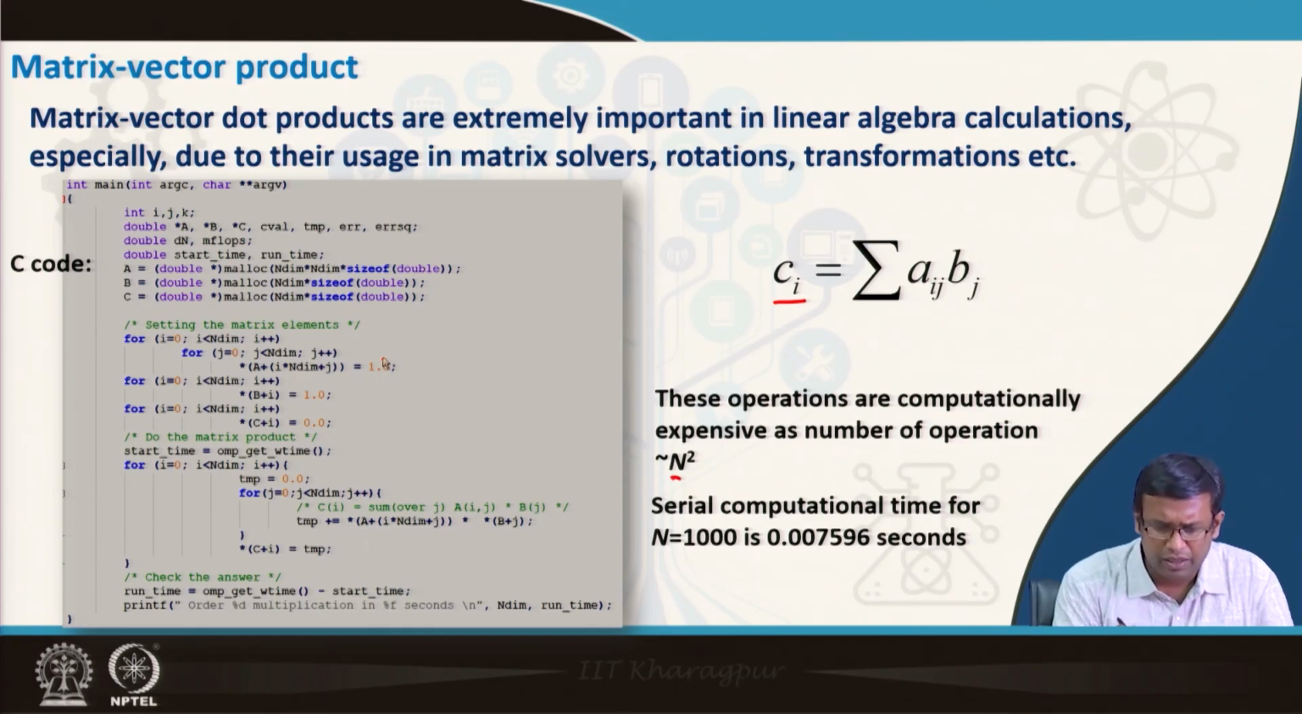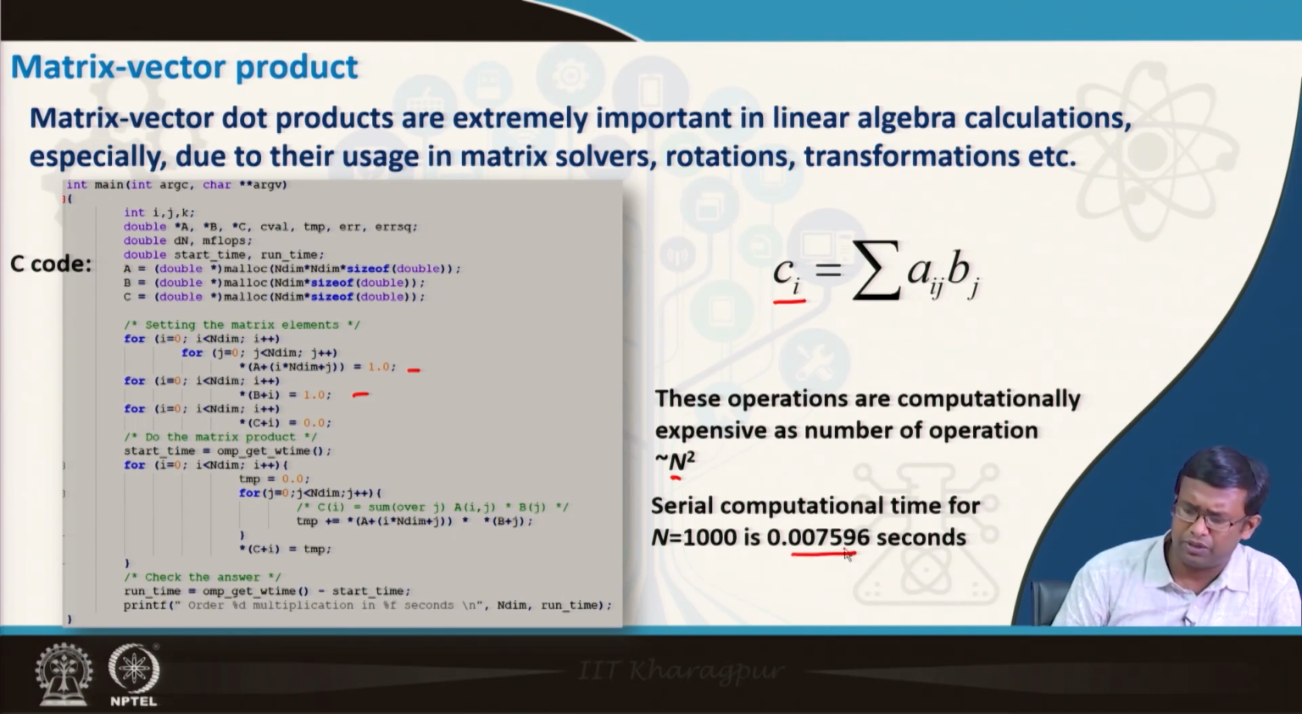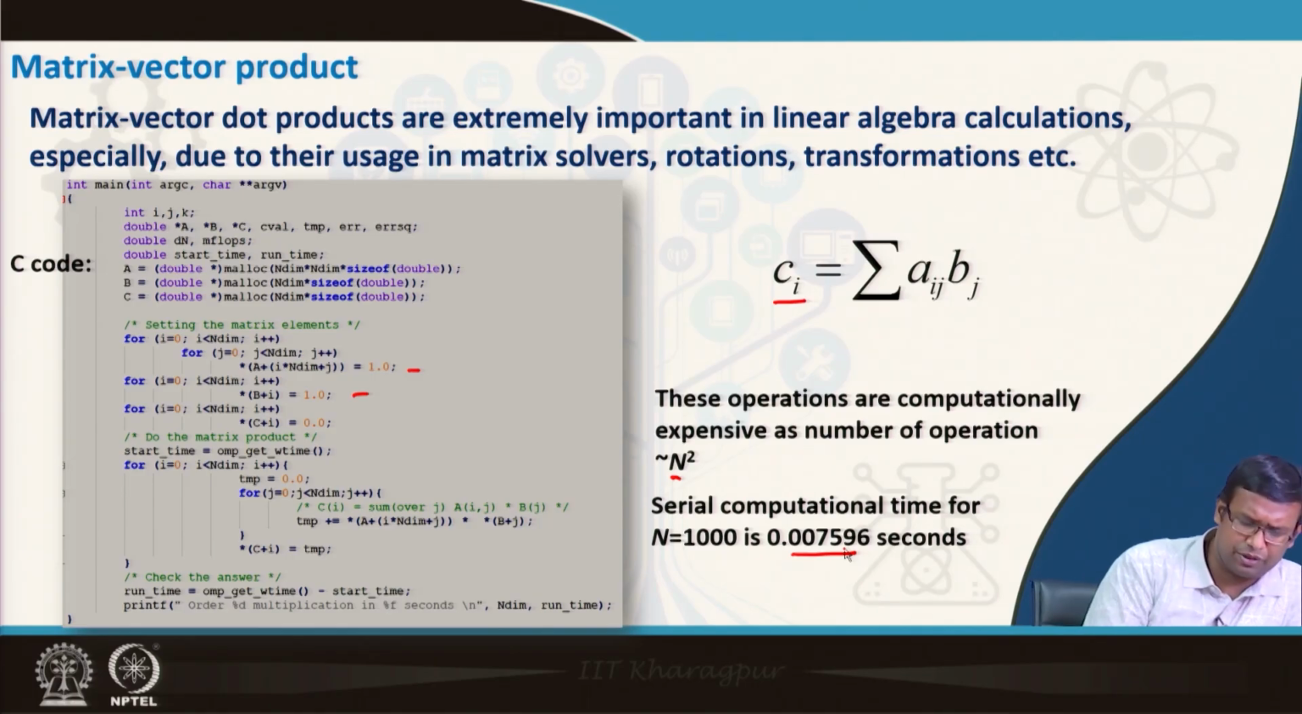So, we have written a matrix vector product here. It initializes the matrix with all elements 1, the vector with all elements 1, and then multiplies them and writes it here, and the computational time is 7.5 into 10 to the power minus 3.